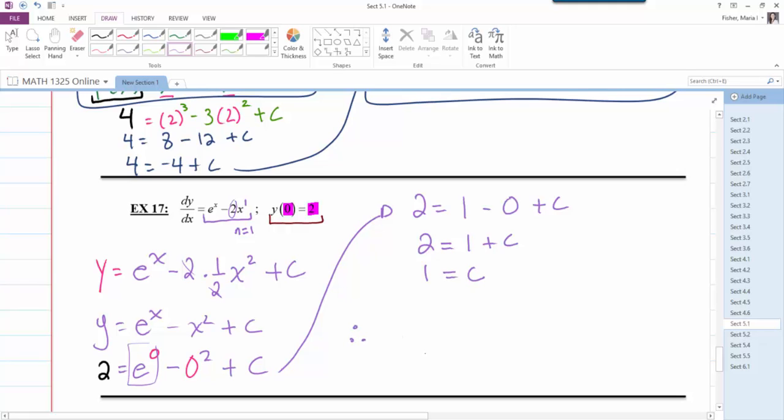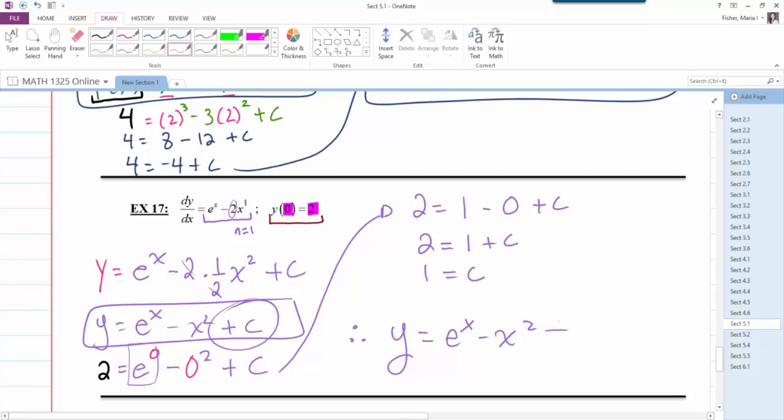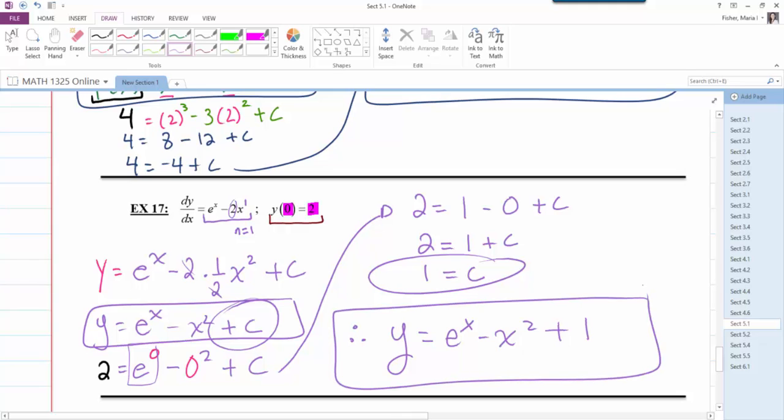Therefore, the particular antiderivative would be y is equal to e to the x minus x squared, and instead of my plus C, I would write plus 1. So the particular antiderivative is e to the x minus x squared plus 1.